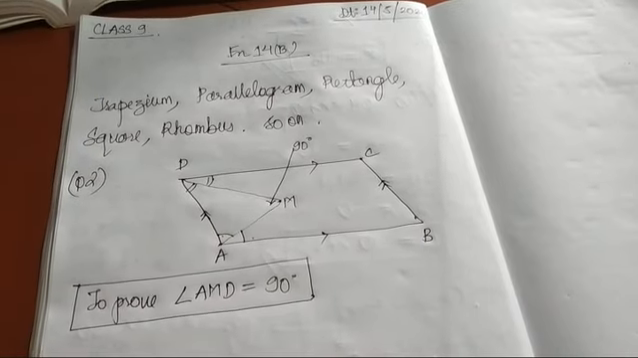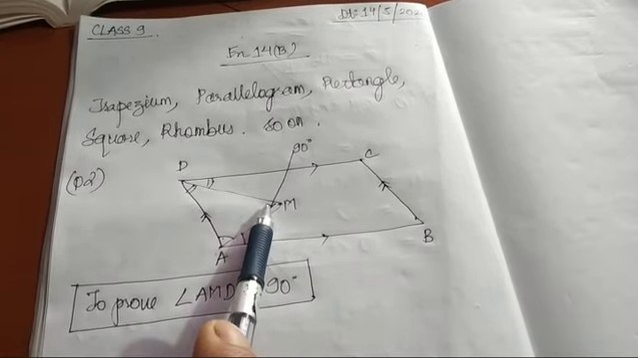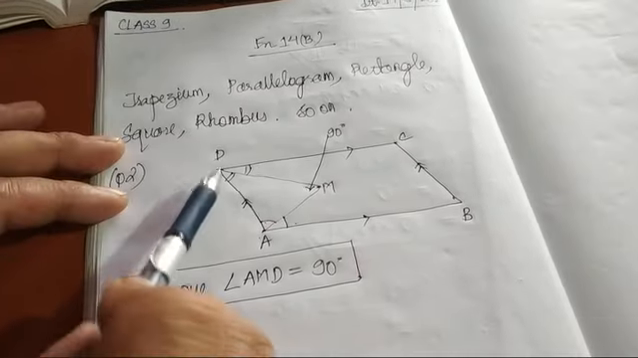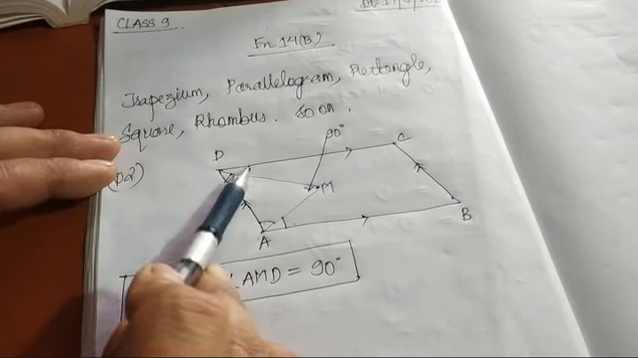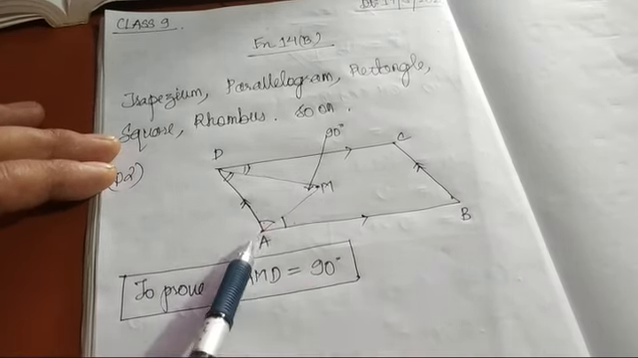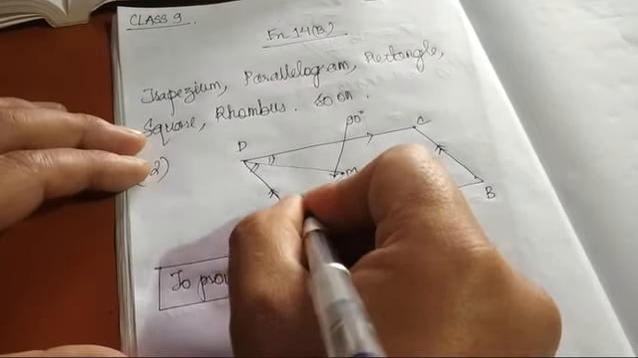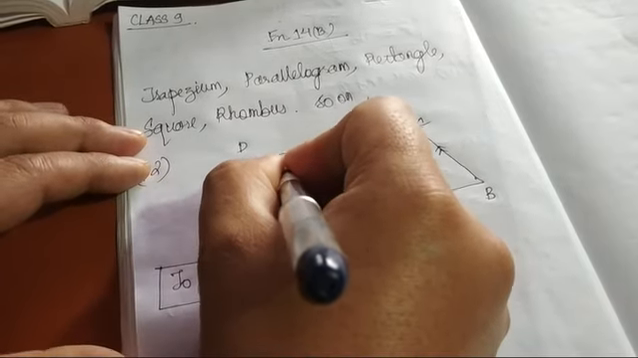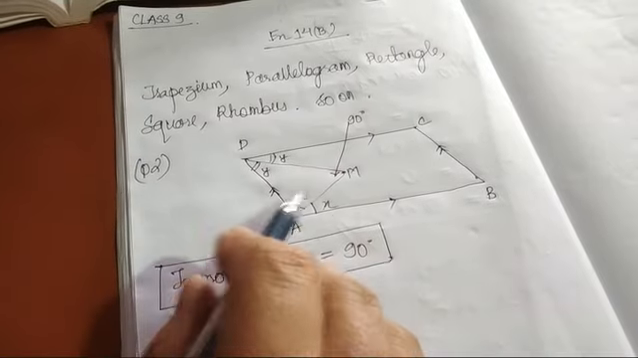Now, what we have to prove here is that angle AMD is 90 degrees. The conditions given here are that DM bisects angle D. Bisect means DM is dividing this angle equally, so this angle and this angle are equal. Similarly, AM also bisects angle A, so this angle and this angle are equal. Now I'm assuming this angle as x and this angle as x as well, because they are equal. Now I'm assuming this angle as y and this angle as y. I hope you're clear with this. x, x, y, y.